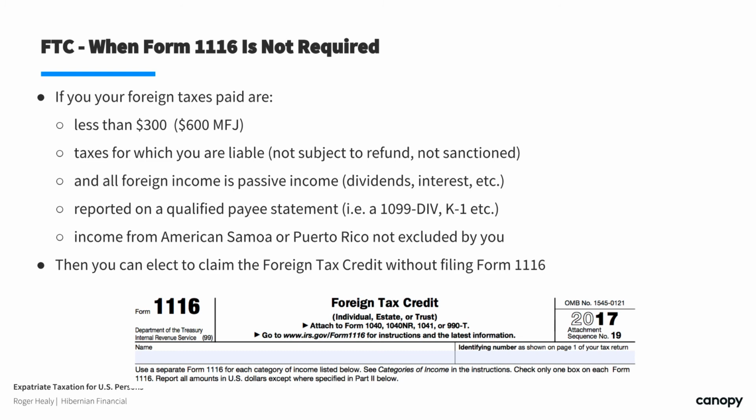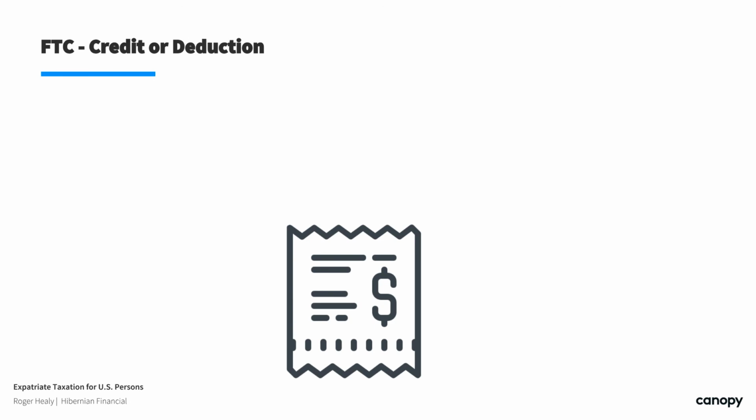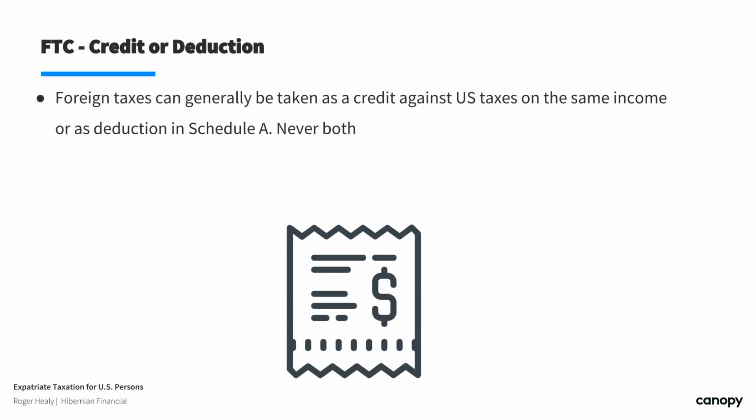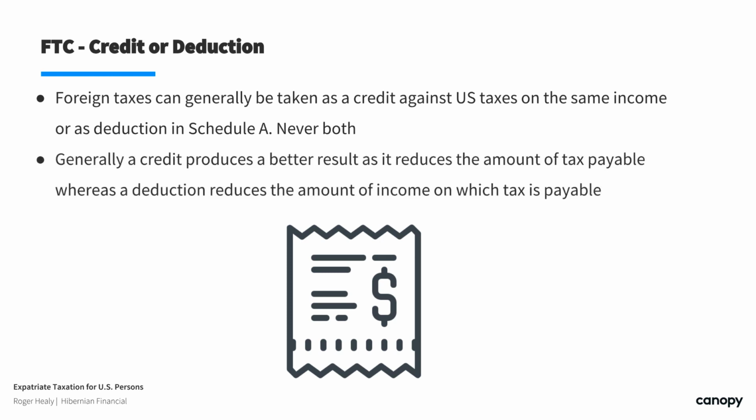Credit or deduction. Foreign taxes can generally be taken as a credit against US taxes on the same income or as a deduction in Schedule A, but never both. And often a credit, which reduces the amount of tax payable, is more valuable than reducing the amount on which tax is payable.